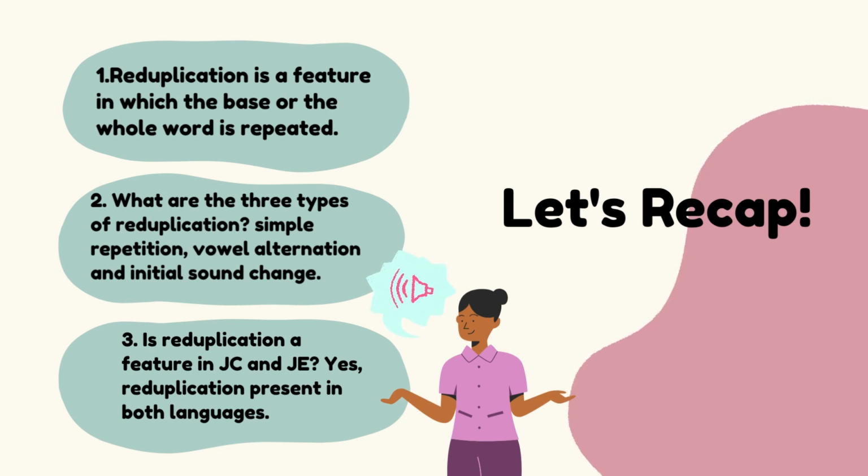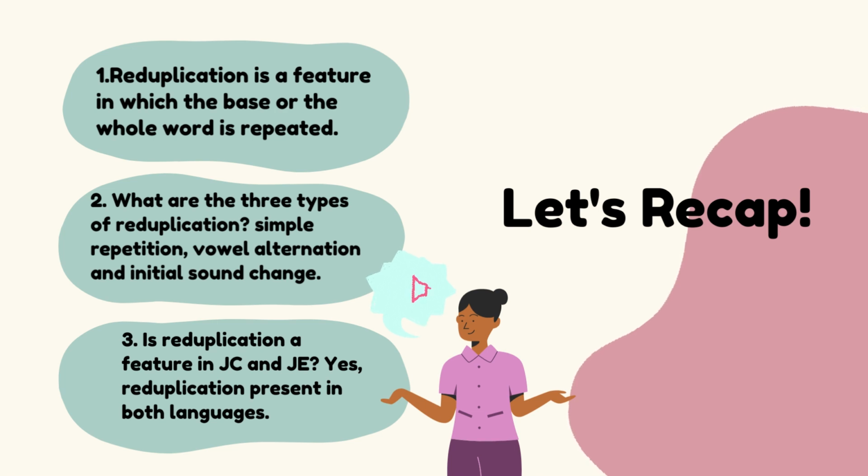Alrighty, class, let us have a recap. So, what is reduplication? Reduplication is a feature in which the base or the whole word is repeated. And what are the three types of reduplication? Simple reduplication, where the stem of the word is repeated. An example of this is goody goody. Vowel alternation, this is a type of reduplication where the vowel sound in each stem or base is changed. For example, chit chat. The I becomes A.